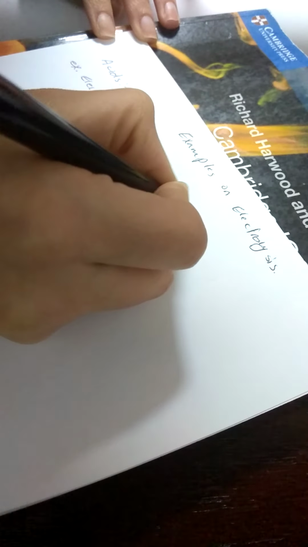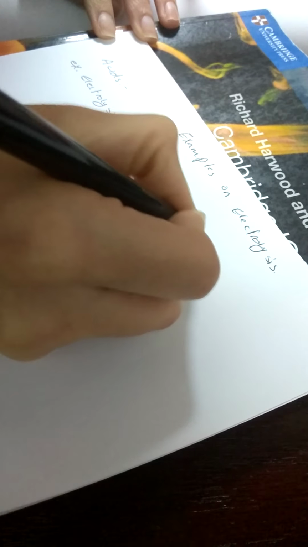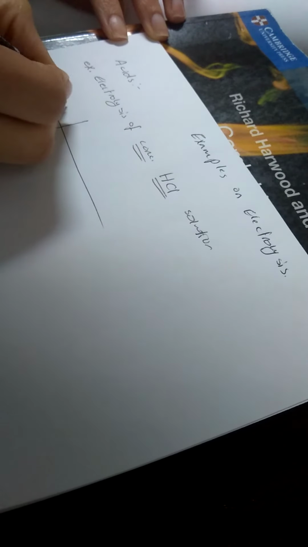Hydrochloric acid, concentrated hydrochloric acid. I will not draw the electrolysis cell each time. This time I will just compare. Since it is a concentrated acid, it is not necessarily the ions of water that will be oxidized and reduced.